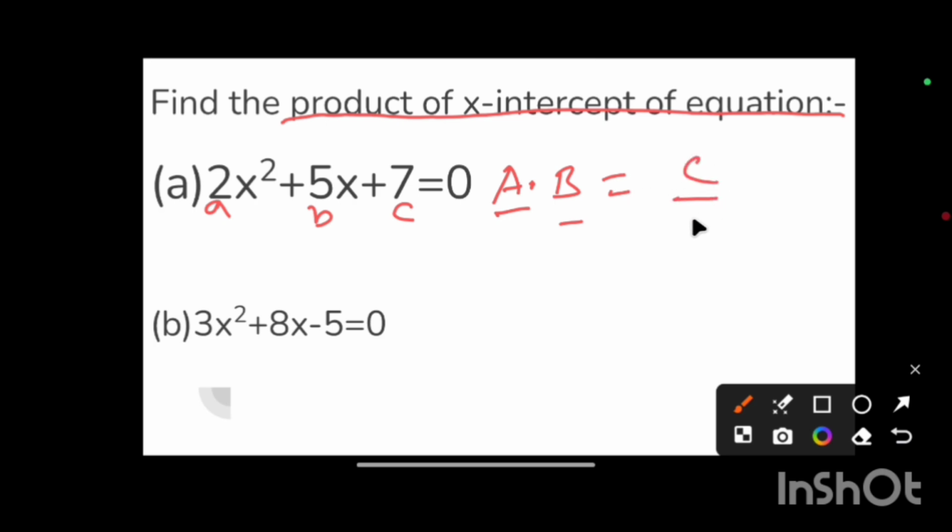In this equation we also assume alpha and beta are 2 roots, and the product of roots is c over a. c over a means negative of 5 over a is 3. It is the answer. Okay.